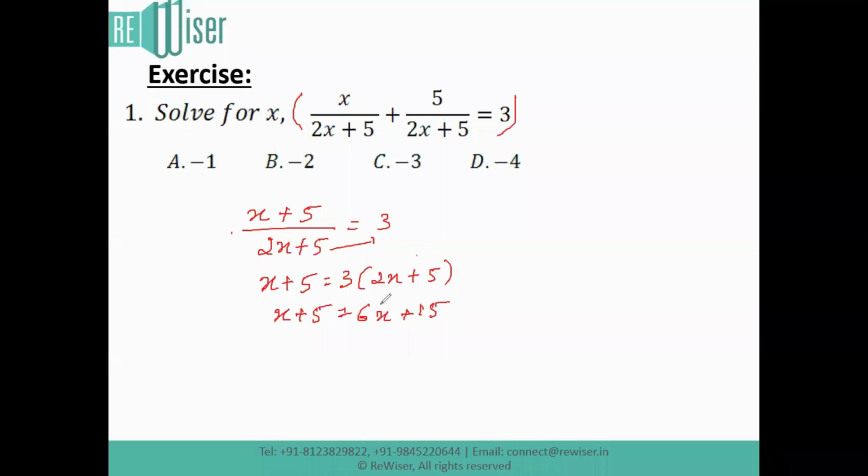And 6x comes to this side, it would be x minus 6x, and this 5 goes to the other side, it would be 15 minus 5. So in this case, on this side, it would be minus 5x equals 15 minus 5, which is 10. So x is nothing but 10 over minus 5, which is nothing but minus 2. Option B is the answer.